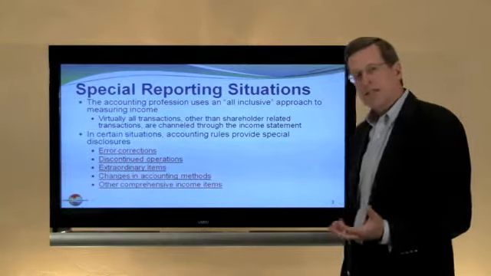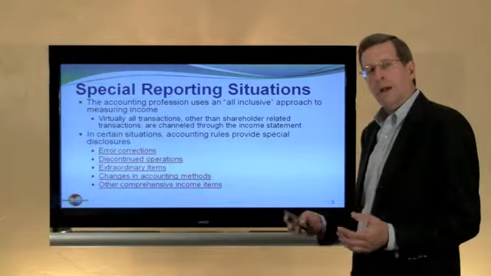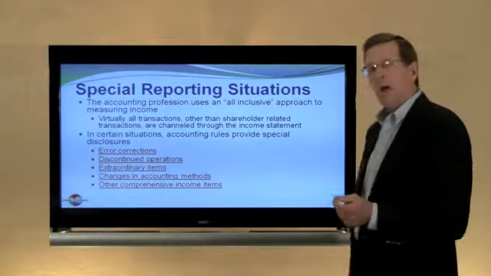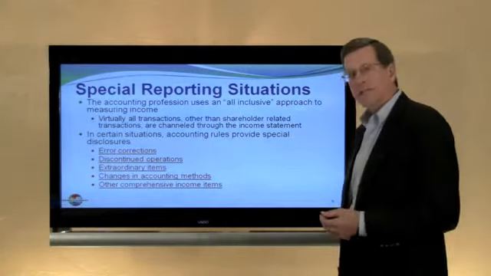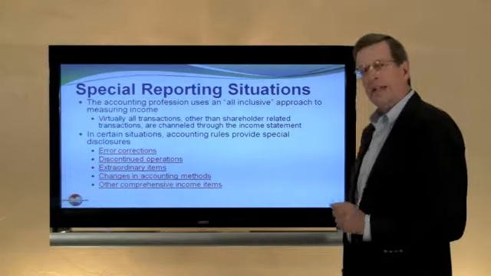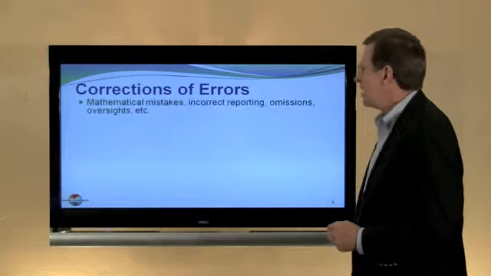In certain situations, though, the accounting rules have evolved such that special disclosures are appropriate for events that are other than just central ongoing or mainstream operations. So we're going to look at error corrections, discontinued operations, extraordinary items, changes in accounting methods, as well as presentation of other comprehensive income. Let's start with corrections of errors.